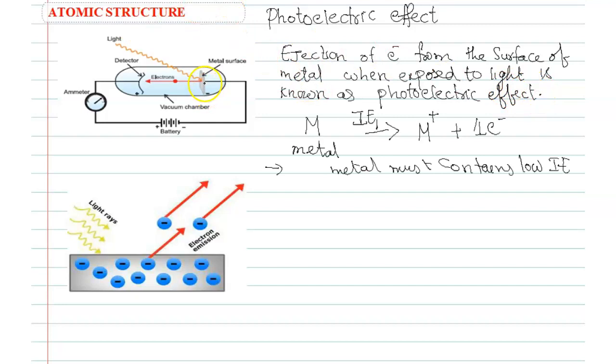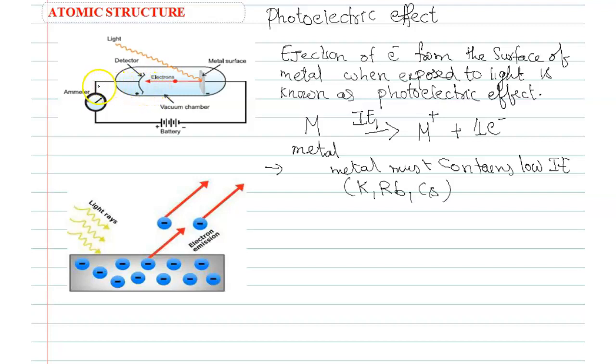So the metal plate must contain low ionization energy. Generally, low ionization energy metals are potassium, rubidium, cesium. Low ionization energy metals are useful because removal of electrons is very easy. So ejection means release. Release of electrons from the surface of metal by falling light is known as the photoelectric effect. Whether electrons are releasing or not, we cannot see with our eyes, but we can detect it by using a detector.